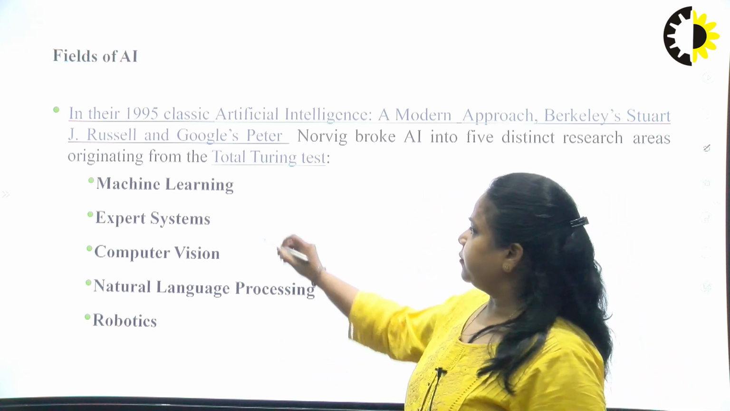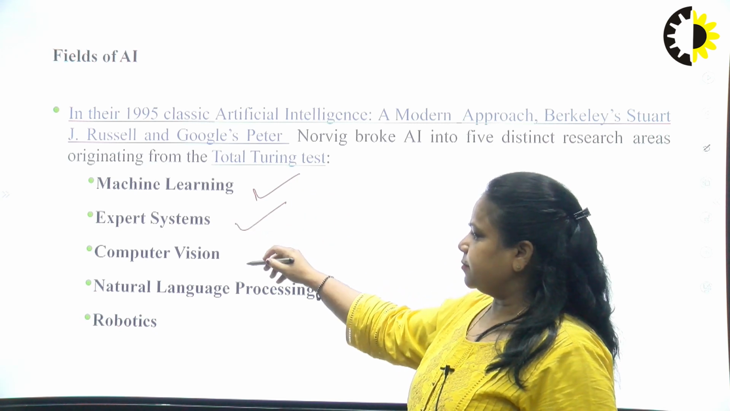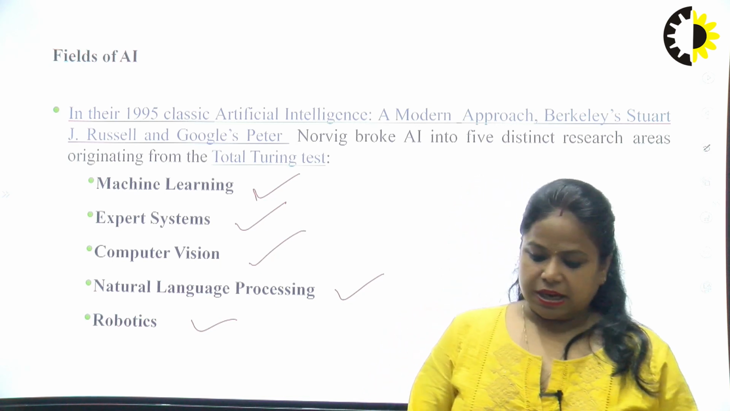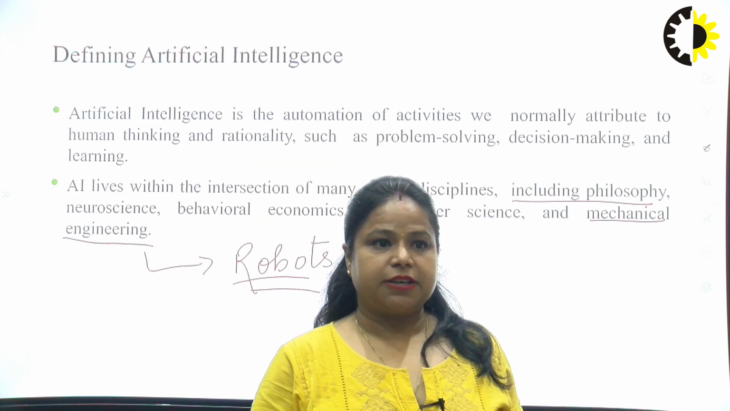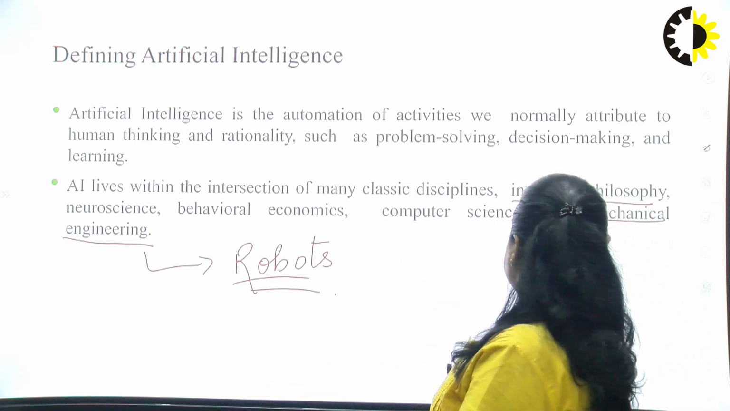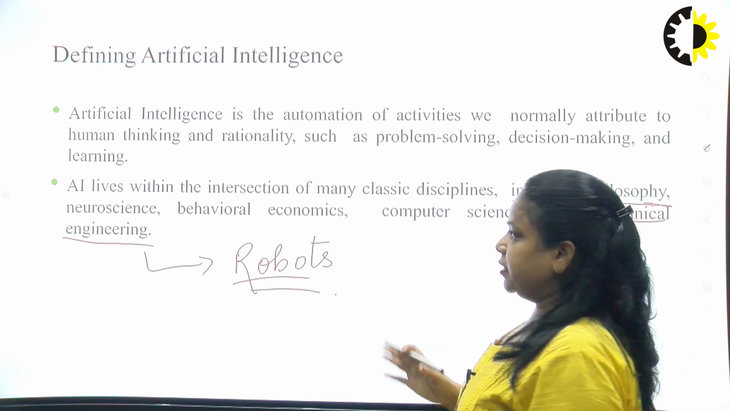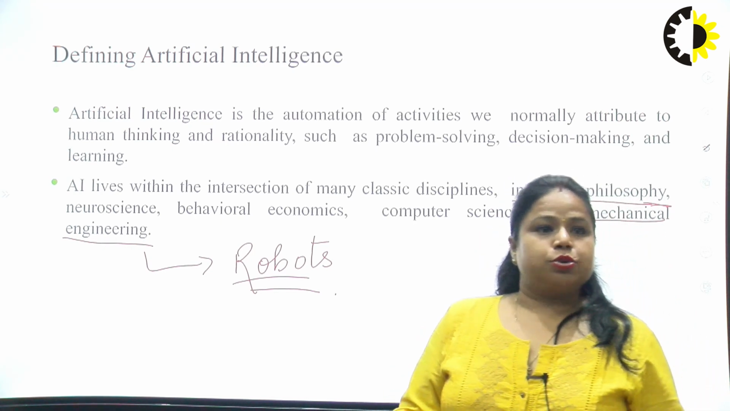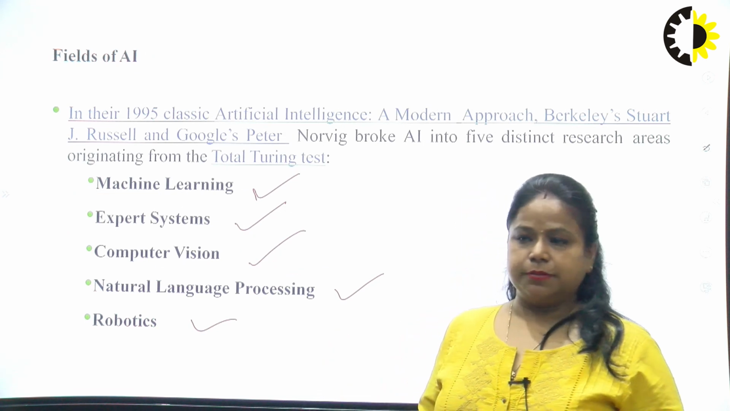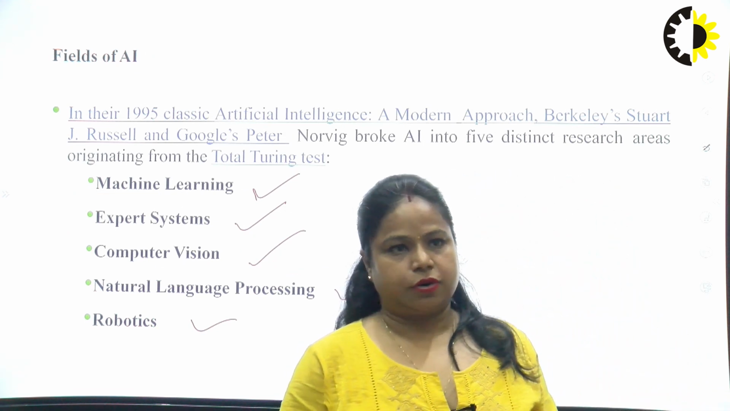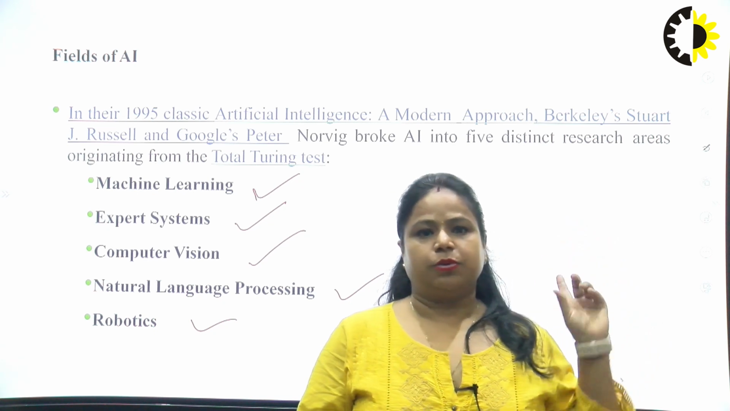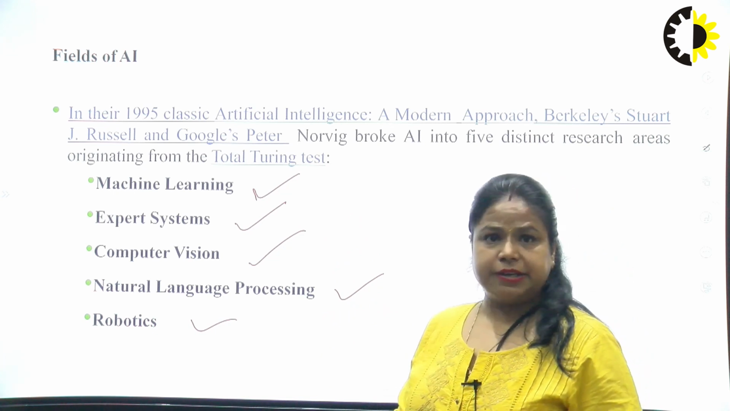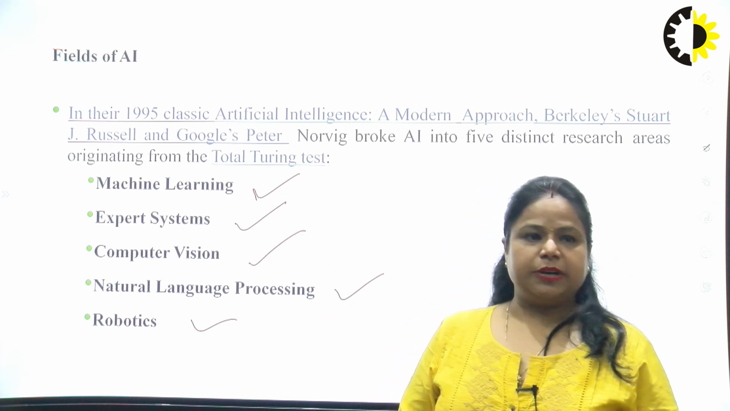They have converted the field of AI into five distinct research areas: machine learning, expert systems, computer vision, natural language processing and robotics, because they cover the various disciplines we have studied now, including philosophy, neuroscience, behavioral economics, computer science and mechanical engineering and so on. So one after another, we'll discuss these in this lecture.